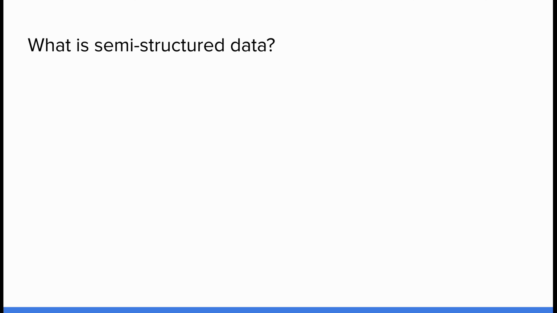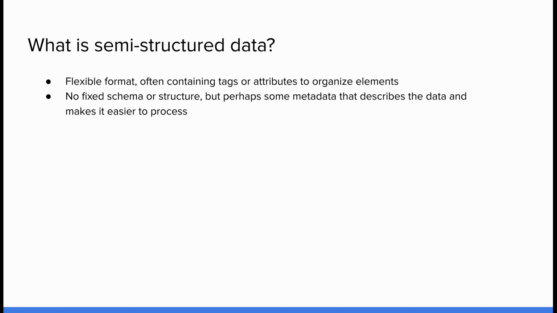On this slide, we're going to explore semi-structured data. Semi-structured data offers a flexible format, which often contains tags or attributes that help organize elements within the data. It doesn't have a fixed schema or structure, but it does have some metadata usually that helps describe the data, making it easier to process.